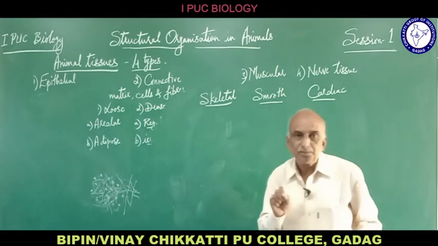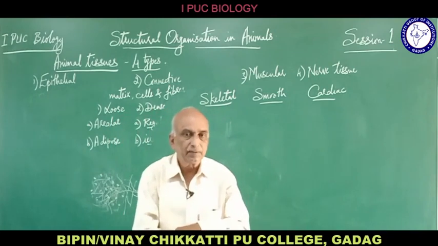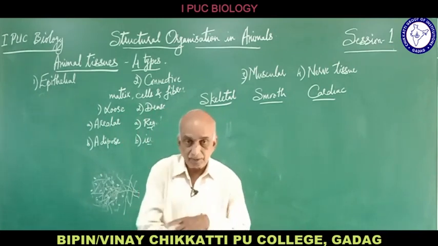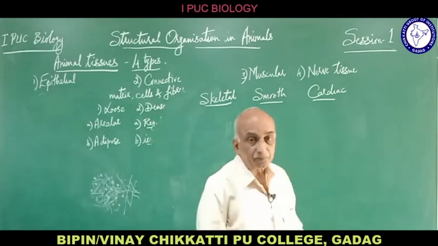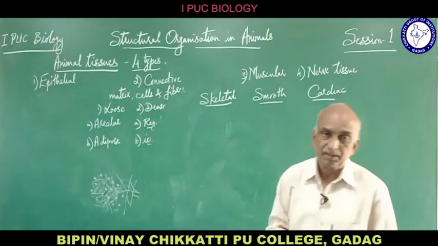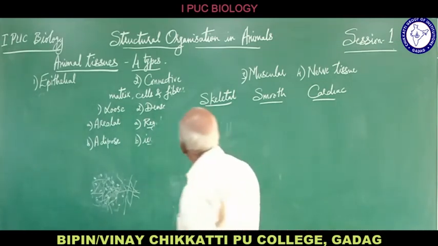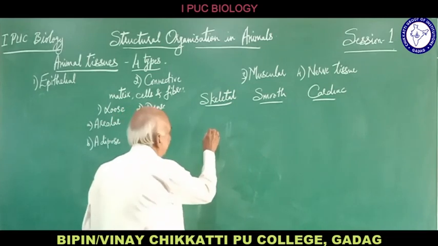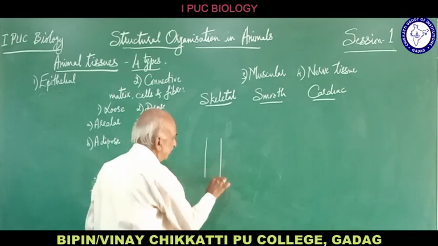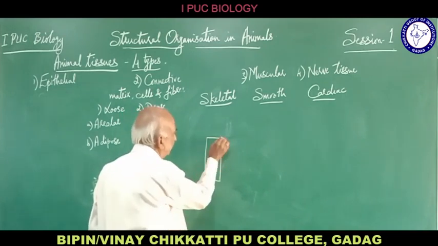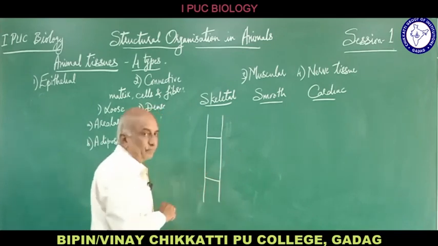So when we want to observe the skeletal muscles, we have to observe near the bone. The bone is attached with a type of muscles called skeletal muscles. That is why they are called skeletal muscles. And these skeletal muscles are cylindrical in shape. So suppose this is a skeletal muscle cell, which is also called a fiber. These are the cells which are arranged like this.